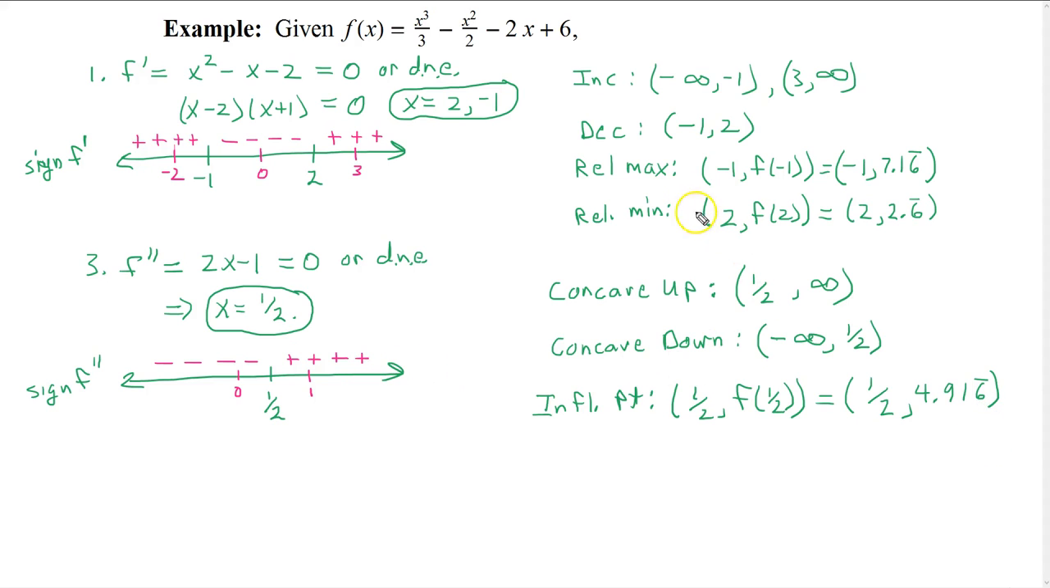Alright, now we found everything. We found where our function is increasing and decreasing. We've identified relative extrema. We found where our function is concave up and down, and we've identified our inflection points. Now let's take a look at the graph of the function and see if everything here matches up with the graph.